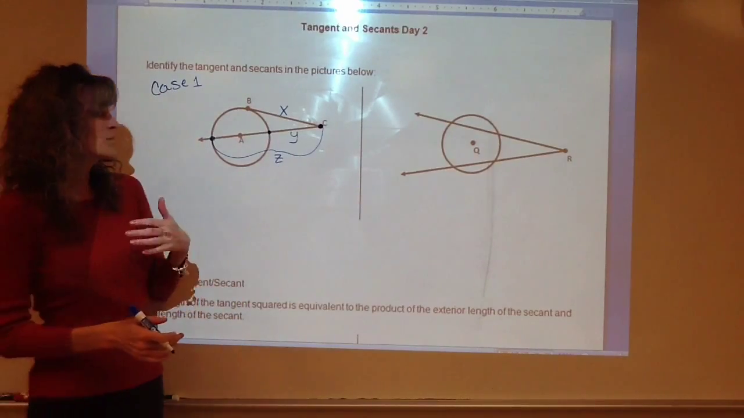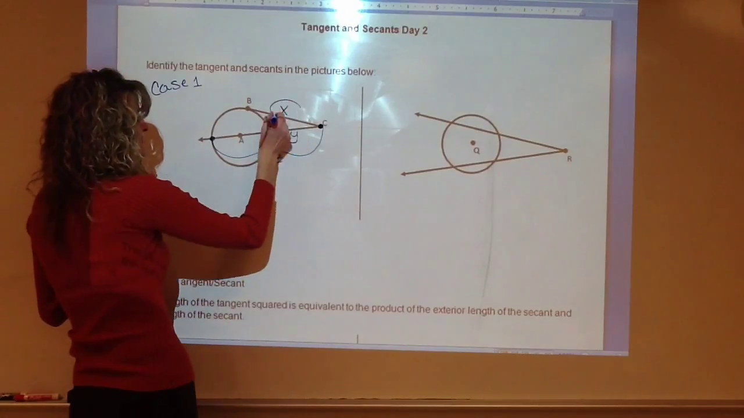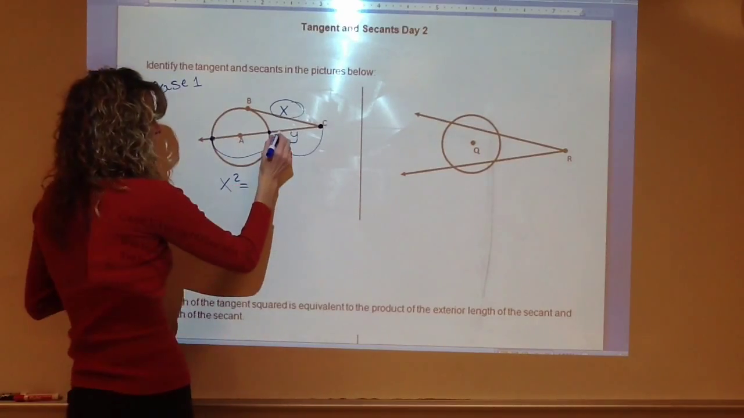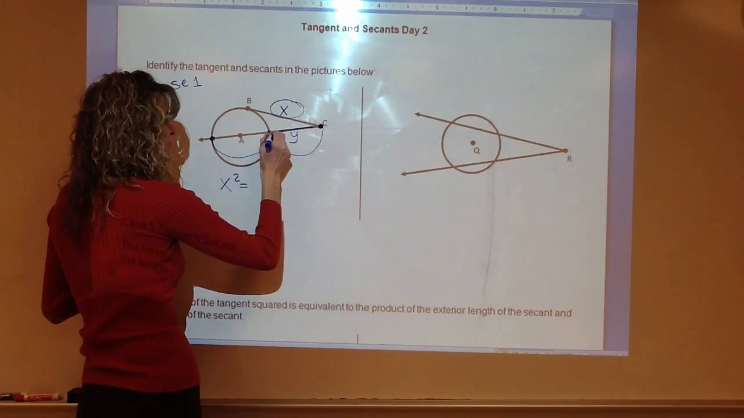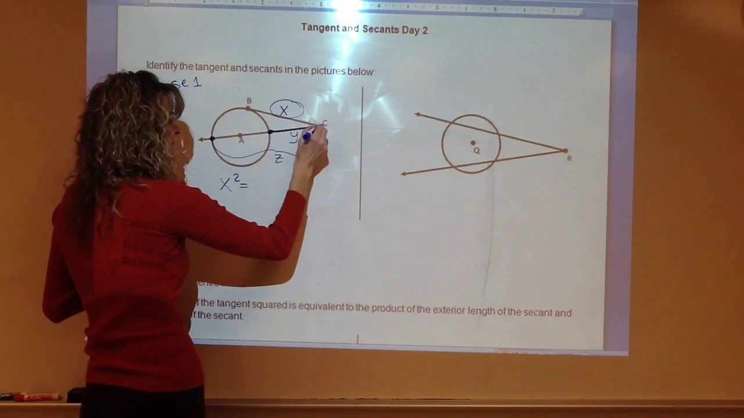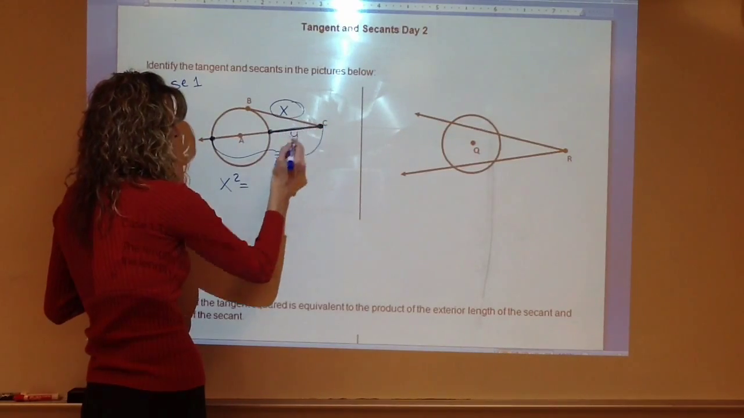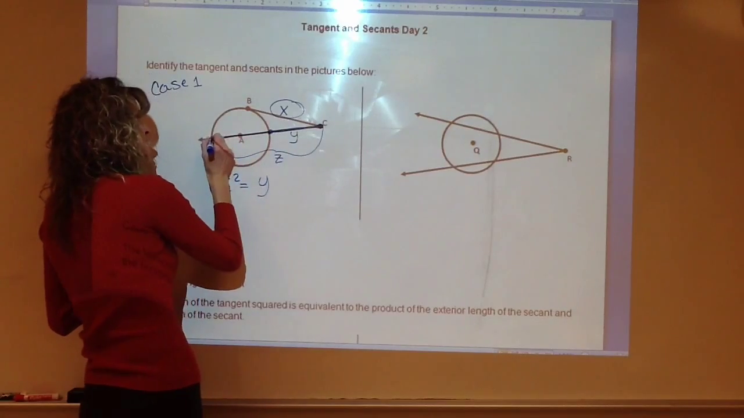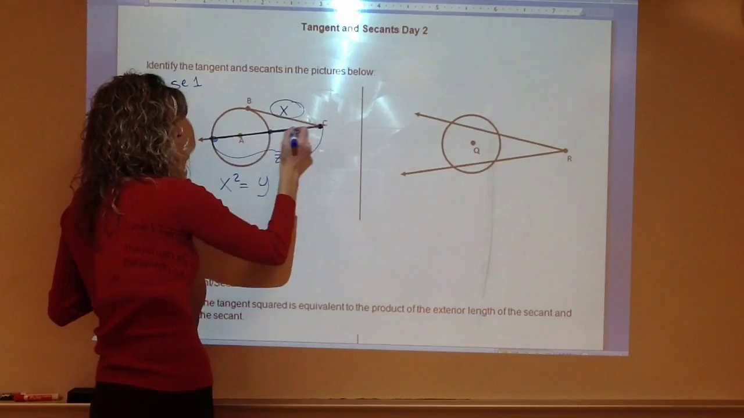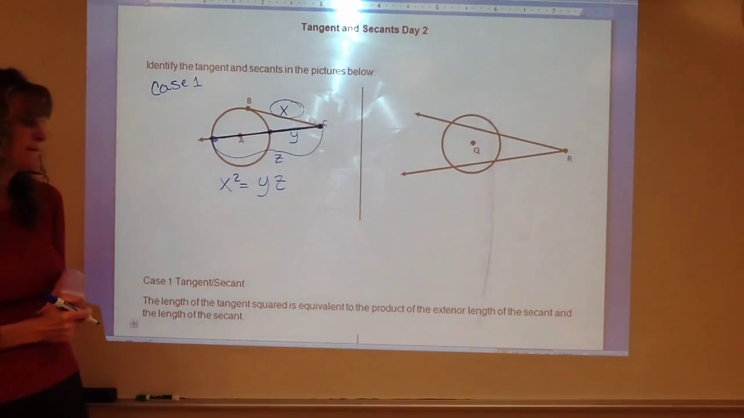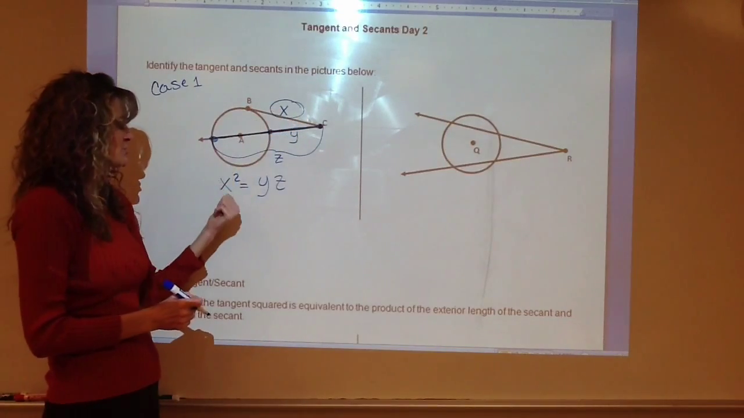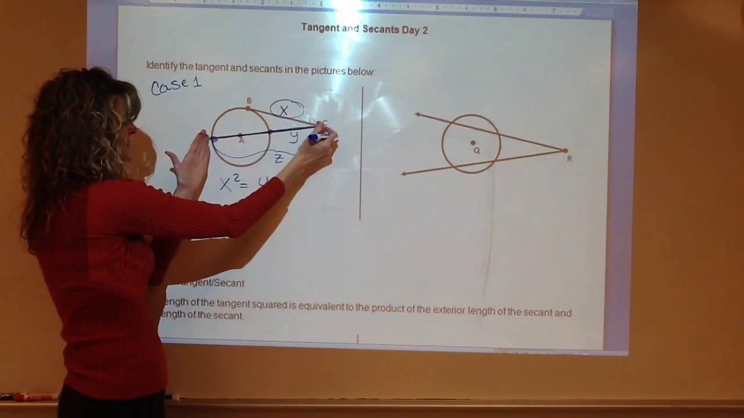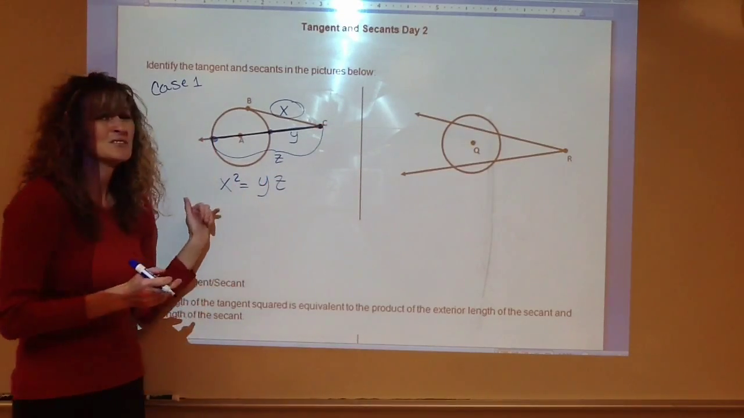So there's a relationship between those lengths. And the relationship is, if I square the tangent's length, it is going to be equal to this short outside distance of the secant, Y, times the whole length of this secant from this far point all the way to the shared point, which I'm calling Z. So the tangent's length squared is equal to the outside of the secant times the entire length. Okay, so we're going to use this formula in a minute.